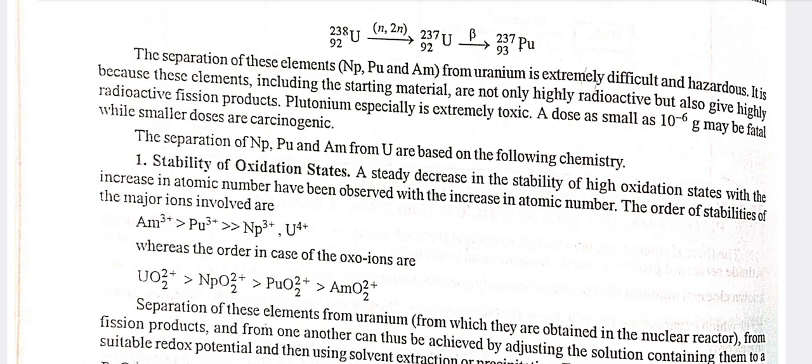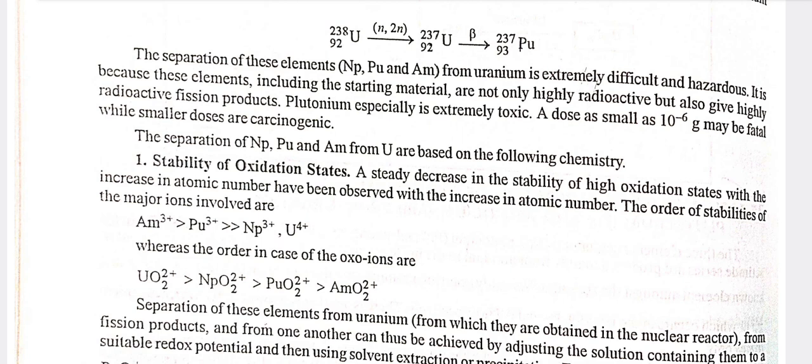It is because these elements, including the starting material, are not only highly radioactive but also give highly radioactive fission products. Plutonium, especially, is extremely toxic. A dose as small as 10^-6 gram may be fatal, while smaller doses are carcinogenic. The separation of Np, Pu and Am from U is based on the following chemistry.